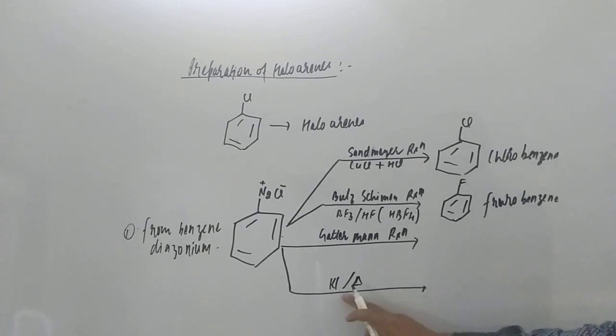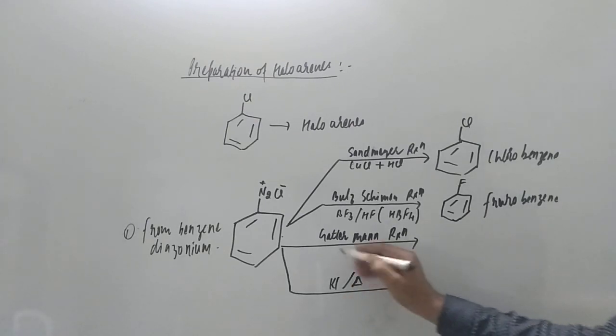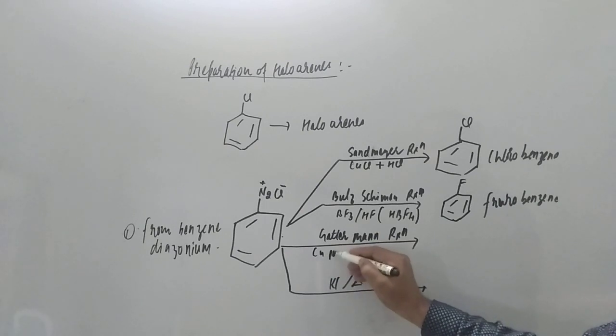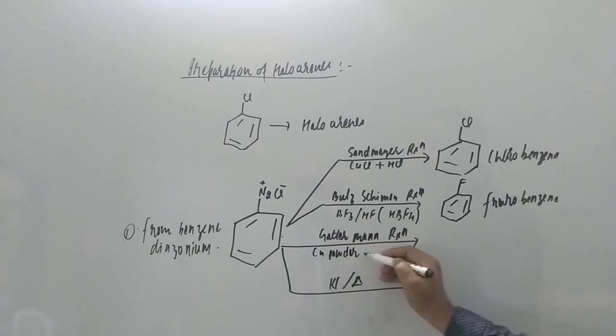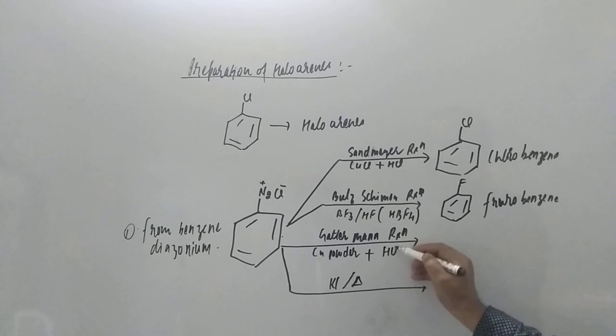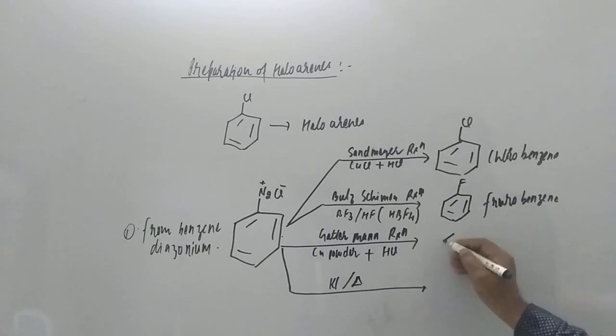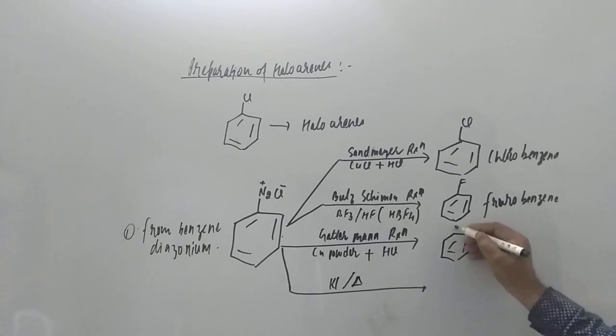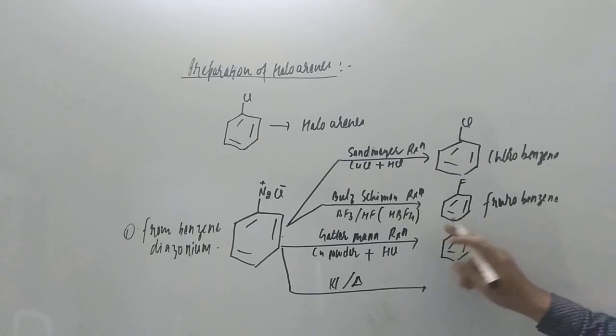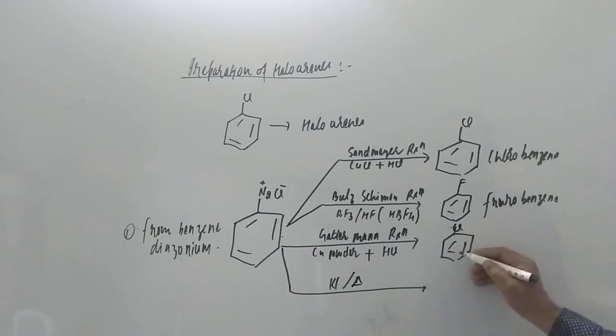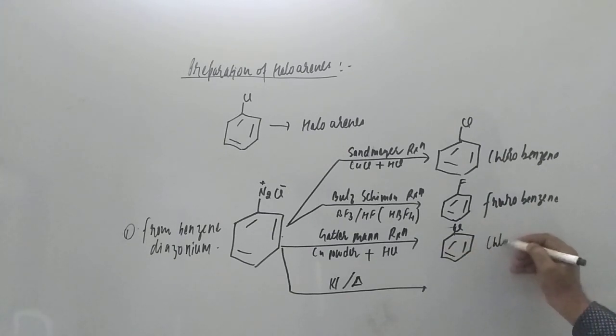Next, when you are treating with the Gattermann reaction, you take copper powder, and you treat this copper powder with any acid, HCl. So what will it do? It will directly attach chlorine to the benzene ring. So this is also a reaction for the preparation of haloarenes. This is also chlorobenzene.